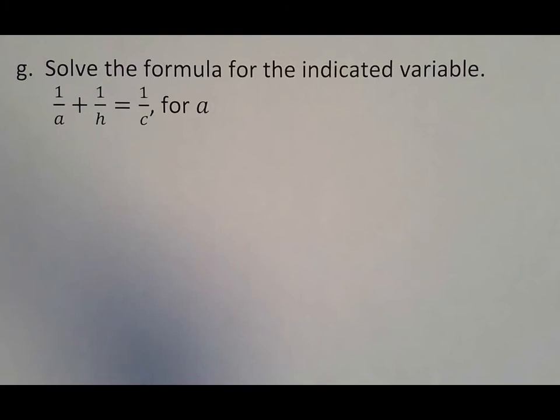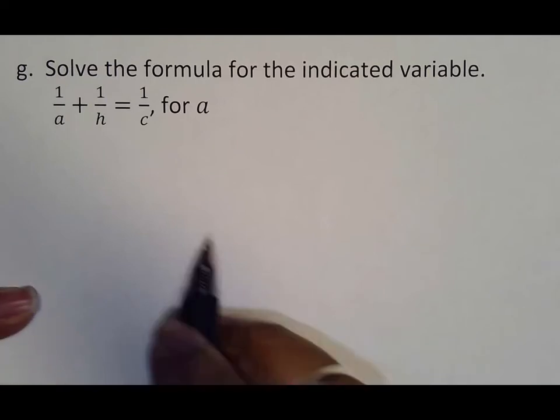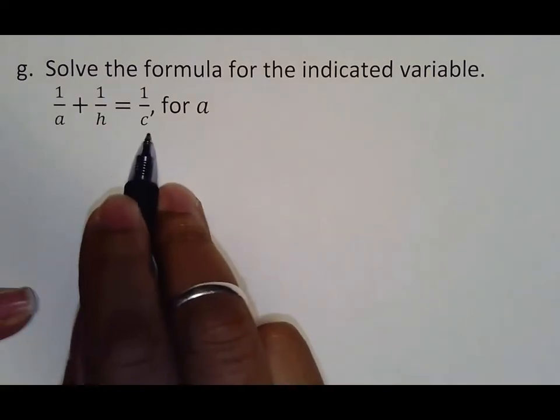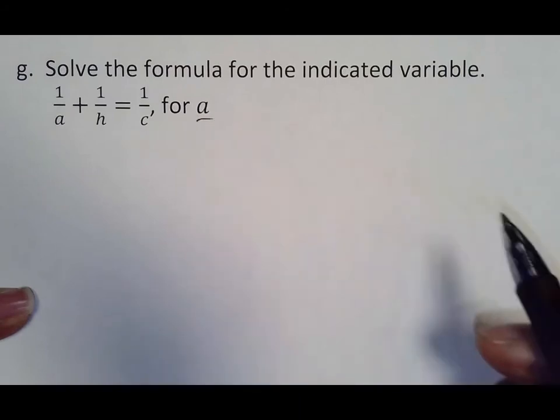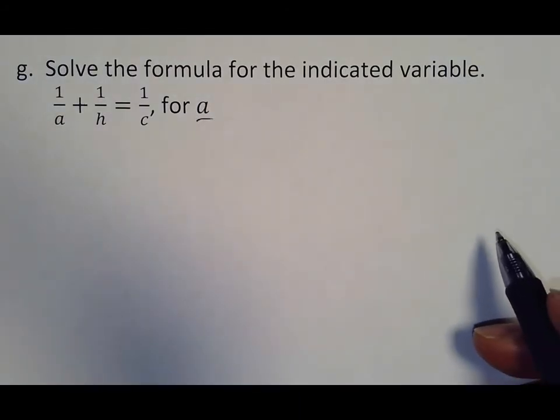Doing this for the sake of just making sure that you can see how you're going to use your high skill set of algebra to help you out. So 1 over a plus 1 over h equals 1 over c, and they want you to solve for a, which means, if you remember, get a alone.